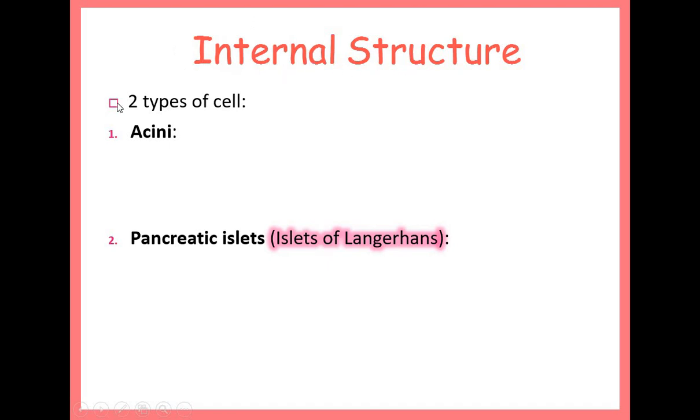Fine. Moving towards the histological features, right? Internal structure, internal anatomy of the pancreas. So there are two types of cells. The first one, the major one, is the acinar cells. And the second is the pancreatic islets, that is the islet of Langerhans.